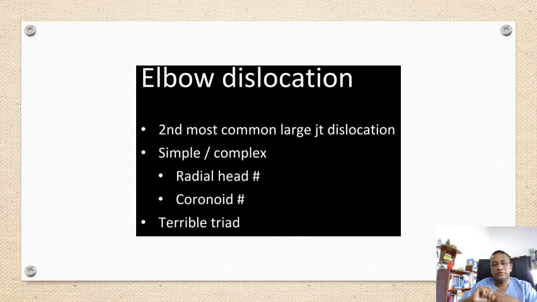So, simple elbow joint dislocation is treated with closed reduction. But in terrible triad, you have to think of open reduction and internal fixation and reconstruction of the lateral collateral and medial collateral ligament. Initially you have to do the closed reduction, then get an X-ray and CT scan and see the position of the radial head and coronoid process and decide your definitive treatment.